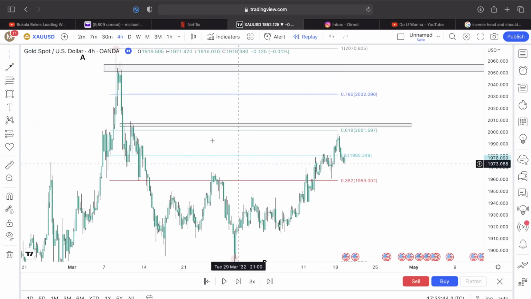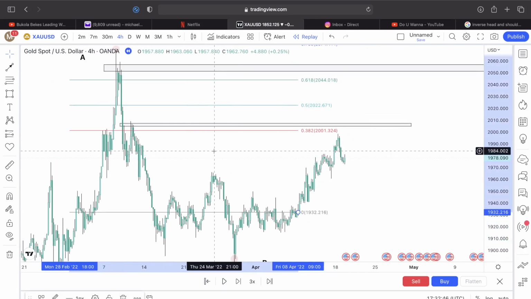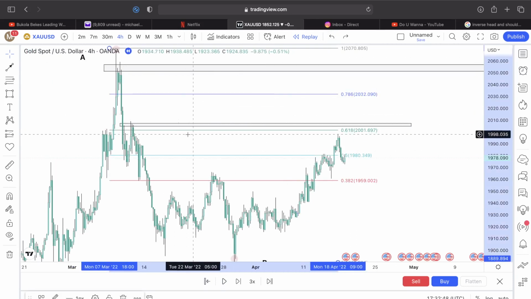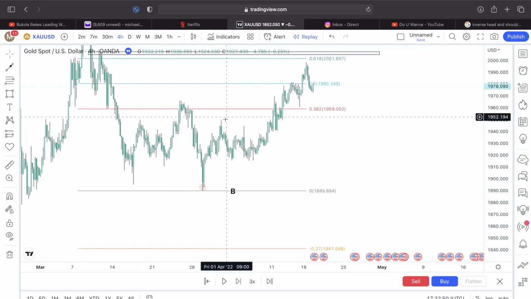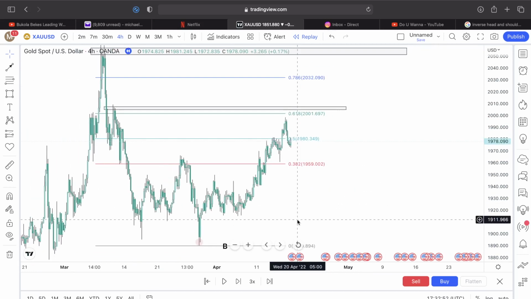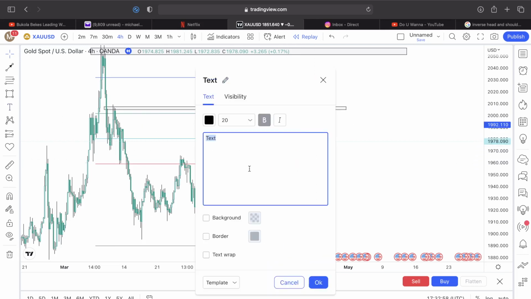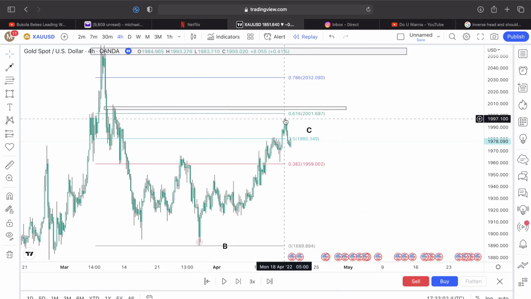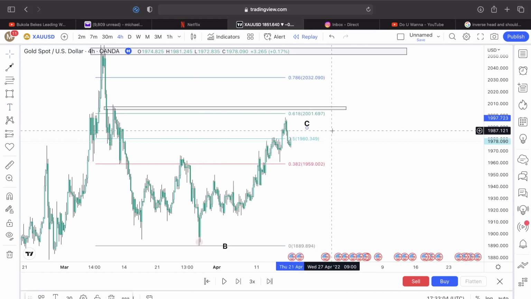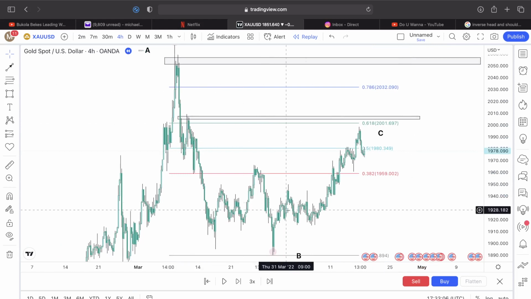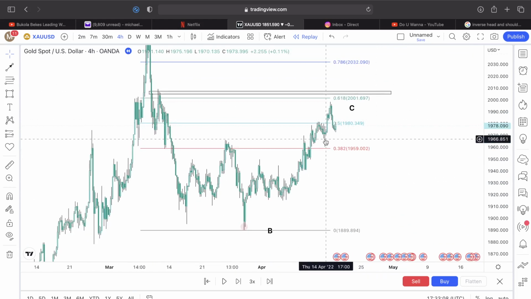So again, that's A, that's this. That's A. This is B, and C is the area where there might be a massive retracement. That's this bump. A, B, and C. That's the C area. A, B, and C.